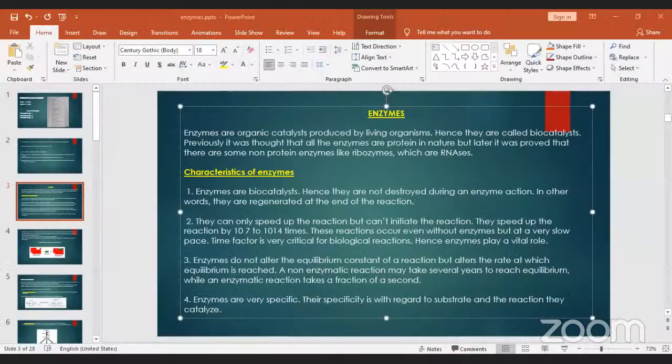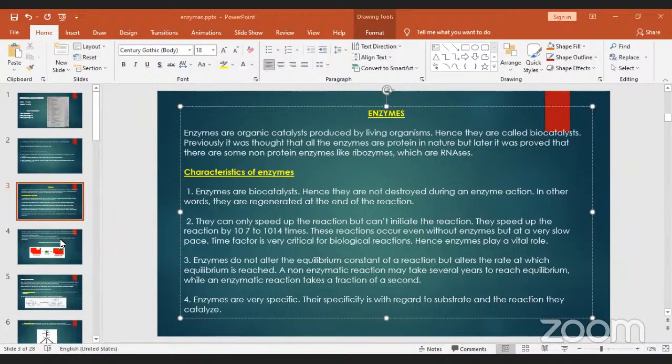Slow process. Next, enzymes do not alter the equilibrium constant of a reaction, but alter the rate at which equilibrium is reached. The enzymes are very specific, and their specificity is with respect to the substrate and the reaction they catalyze.